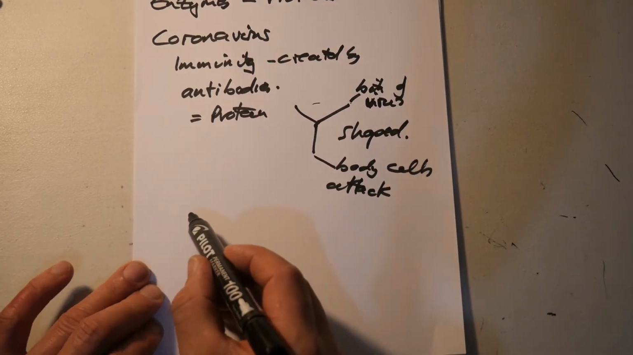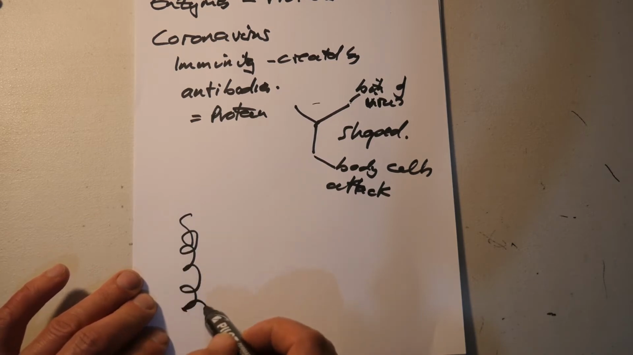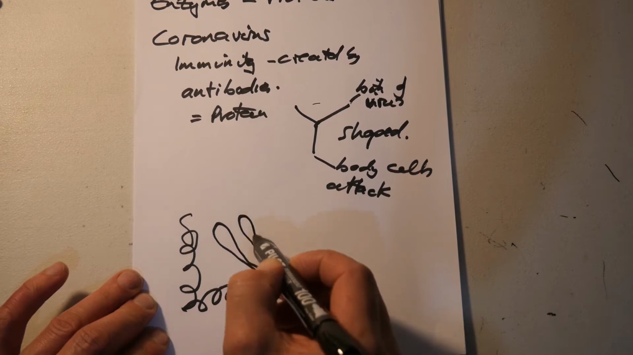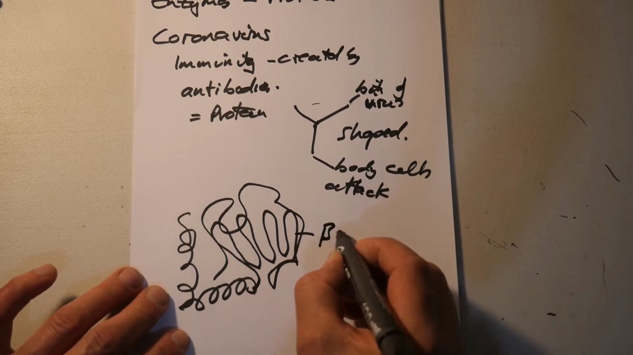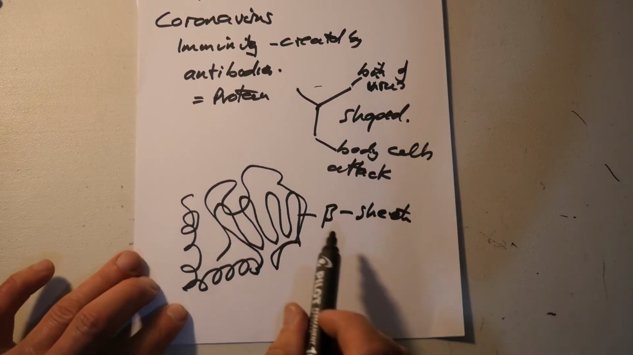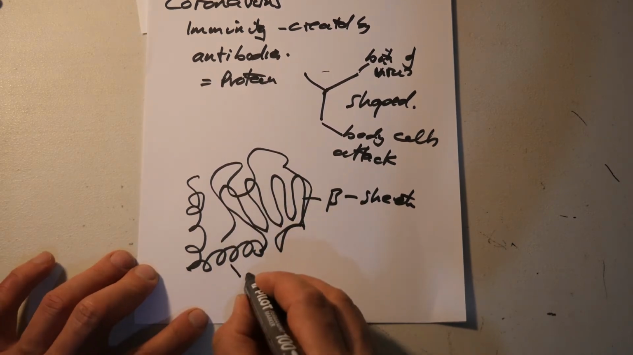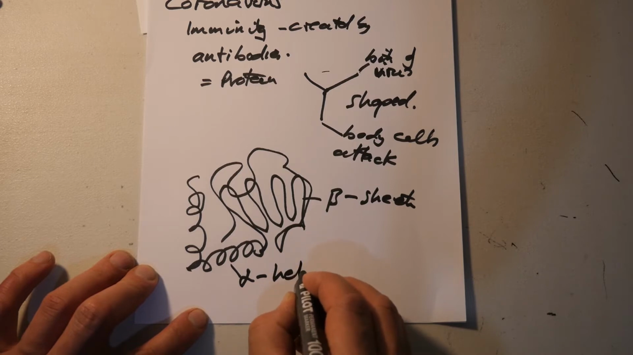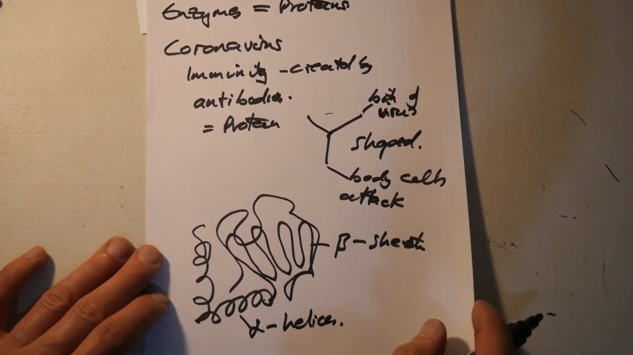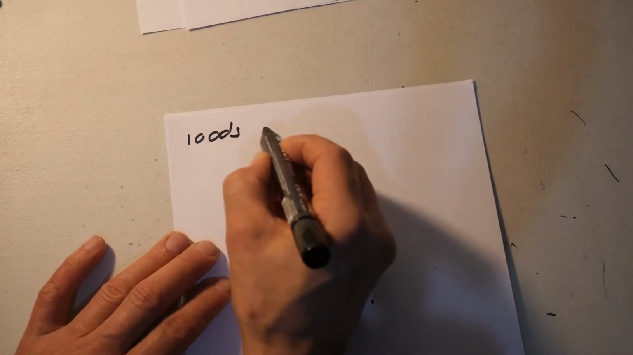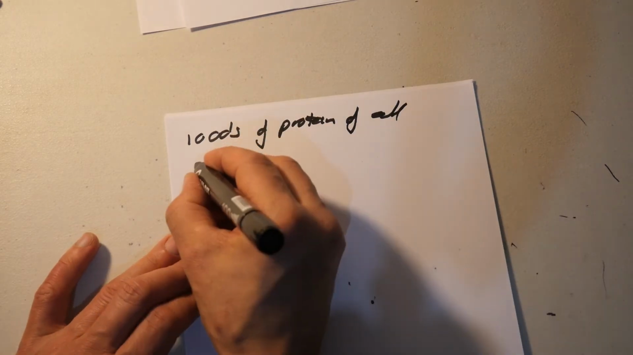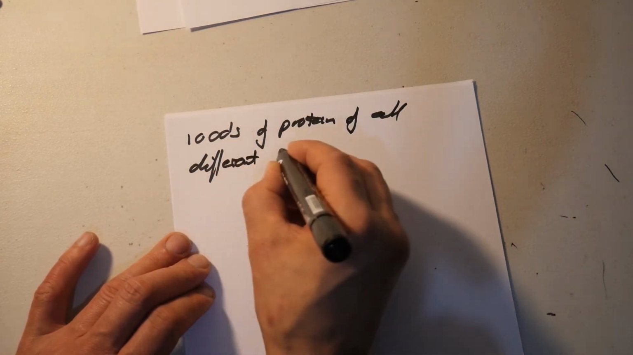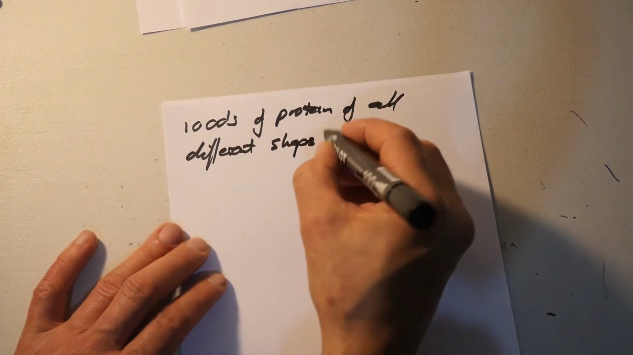So other proteins are kind of like this. You get alpha helices I mentioned before, like that. You get sheets, which I mentioned, okay, and you get sort of all kinds of other structures randomly. So these are beta sheets, and these are alpha helices, okay. You get a huge variety, thousands and thousands of proteins of all different shapes, okay, and functions.